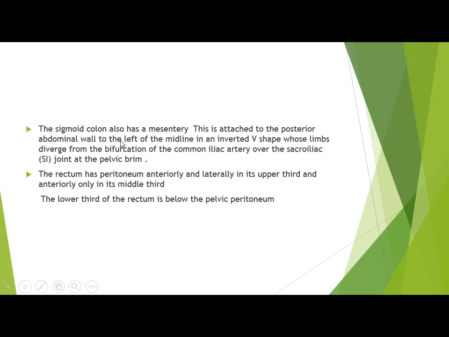The sigmoid colon has a mesentery called the mesosigmoid. This is attached to the posterior abdominal wall to the left of the midline in an inverted V shape whose limbs diverge from the bifurcation of the common iliac artery over the sacroiliac joint at the pelvic brim. The rectum has peritoneum anteriorly and right laterally in its upper third and just anteriorly in the middle third, and the lower third of the rectum is below the pelvic peritoneum.